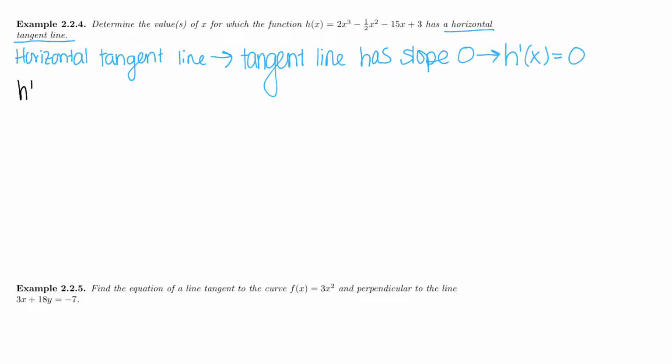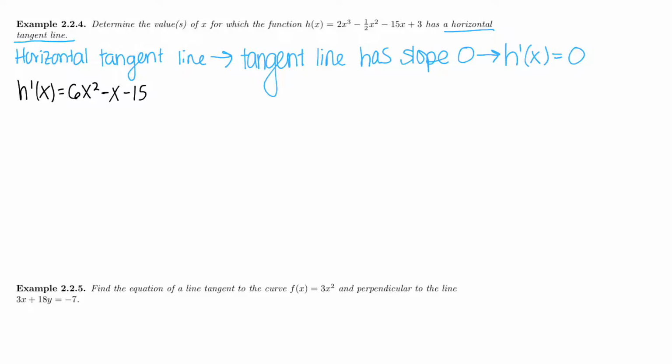Right, so finding h prime of x, 2 times 3 is 6. So we have 6 and then x squared. 1/2 times 2 is just going to be 1, so you don't need to really write that. It's just going to be minus 1 and then x. And then the derivative of 15x will just be minus 15. And the derivative of 3 is 0. So we found the derivative.